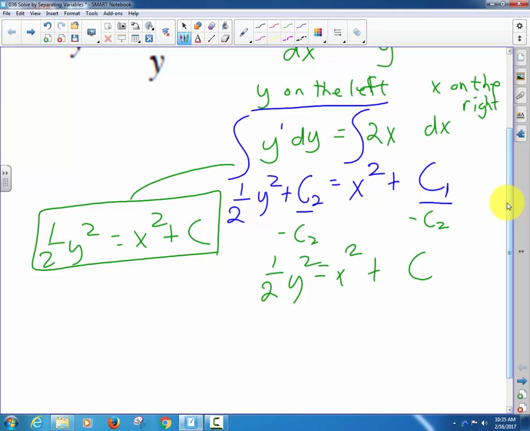So this would be a normal solution for this differential equation. 1/2 y squared equals x squared plus c. Now, there are various other forms of that. We could also say, okay, this is just algebra. If we multiply everything by 2, we get y squared equals 2x squared plus 2c. But in place of that 2c, that's just a constant number. So we could just change that to a number.